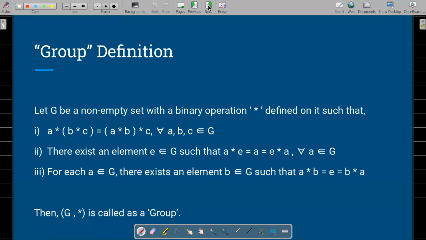So this is the abstract definition of a group, and something like this we have seen right from our school days. For example, the set of integers, set of real numbers, set of rational numbers, along with operations like addition and multiplication, satisfy similar properties. We may not have called them groups at that time, but right from our school days, we have seen these properties.